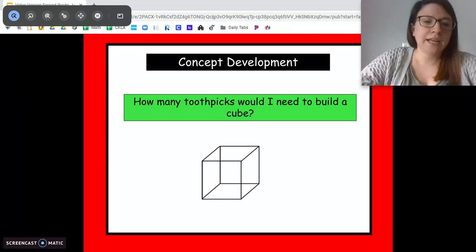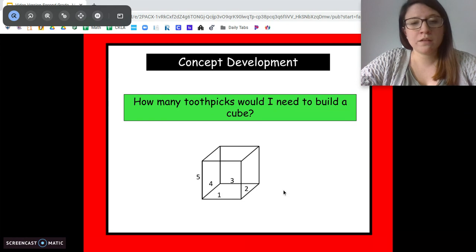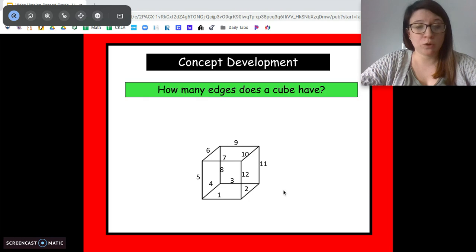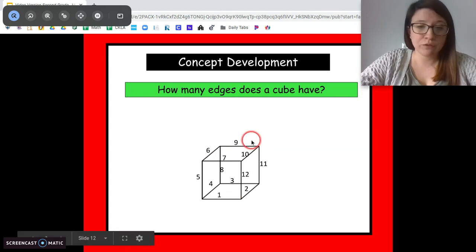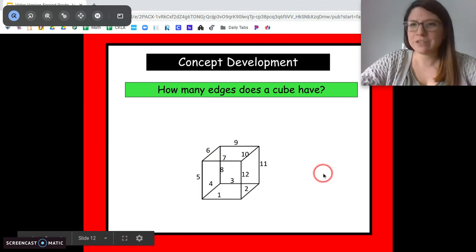Good. Let's count them together. Ready? 1, 2, 3, 4, 5, 6, 7, 8, 9, 10, 11, 12. I would need 12 toothpicks to build a cube. So that means a cube has 12 edges. We would count these lines, these sides of a 3D shape, we'd call those edges. So a cube has 12 edges.